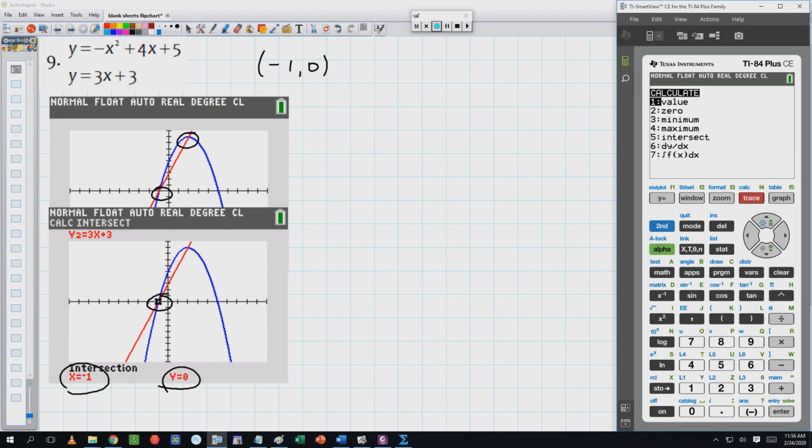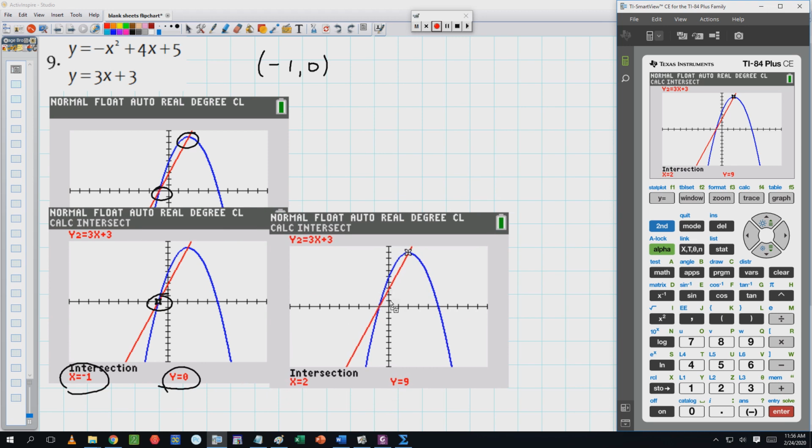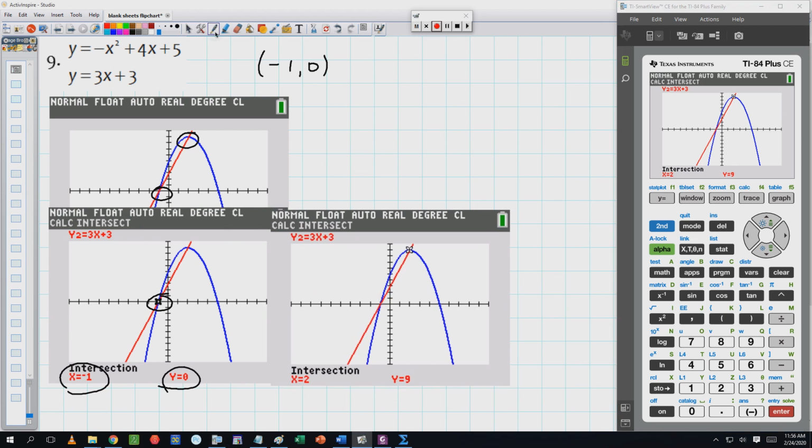Repeat the process. Number 5, we'll intersect. Move the cursor closer. Stay to the left. There we go. Enter. It jumps to the other graph. Now I'm to the right. I'm off the screen, but I am to the right. Hit enter again on the guess. And there is your other intersection.